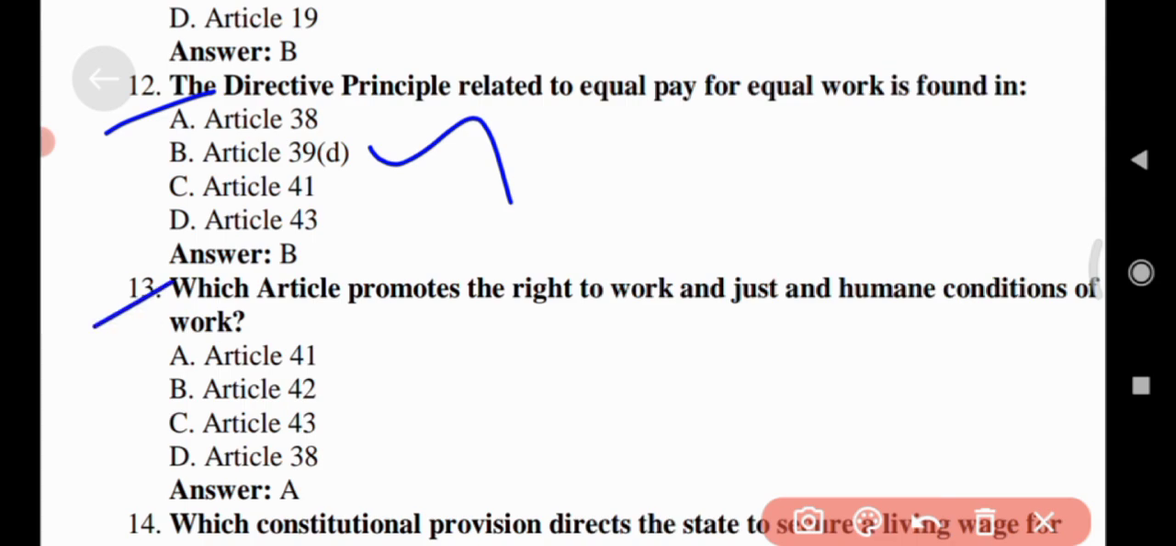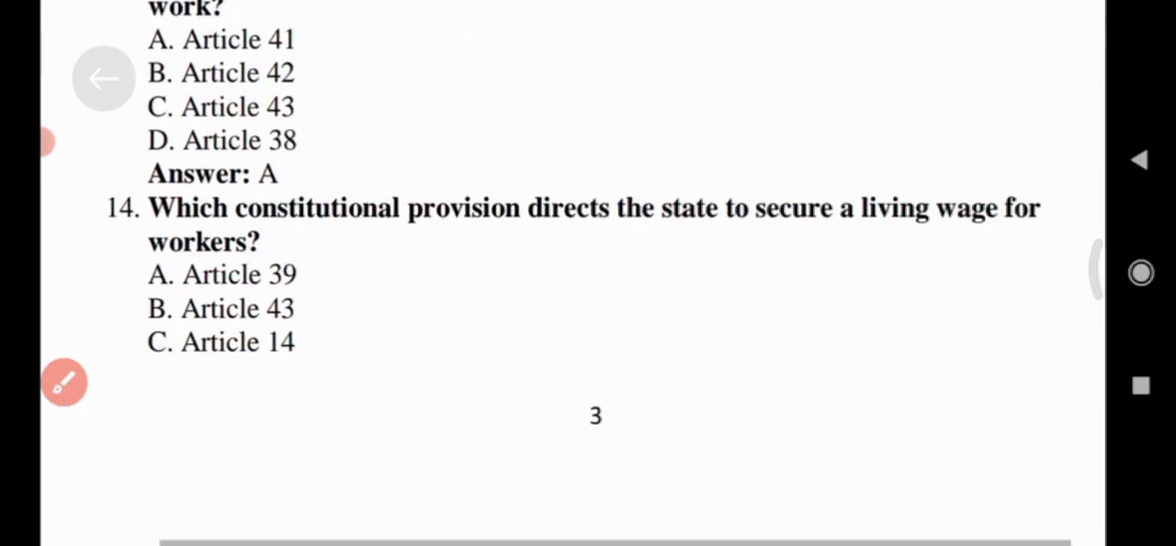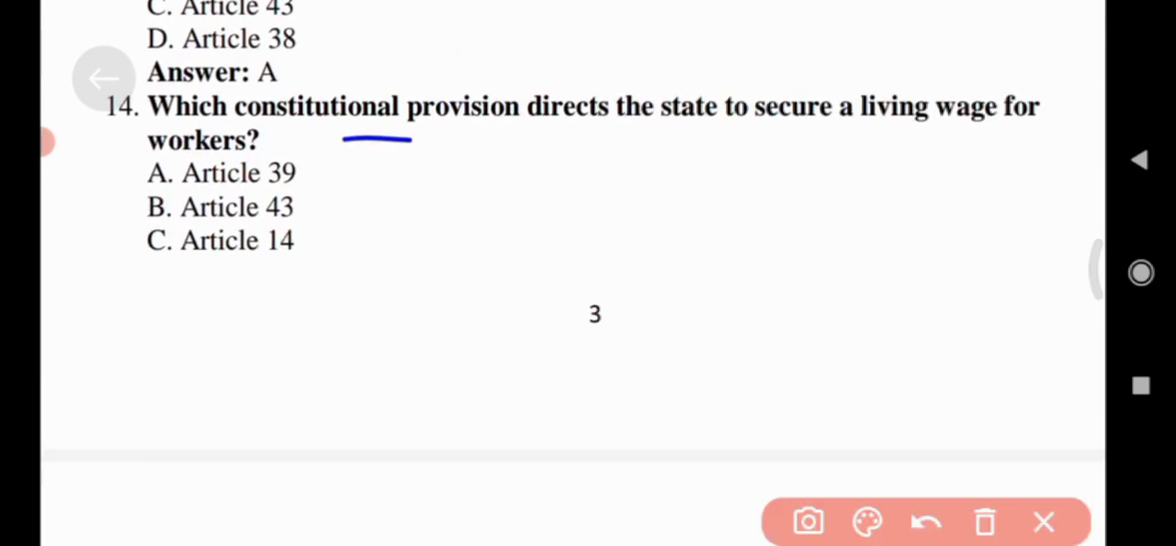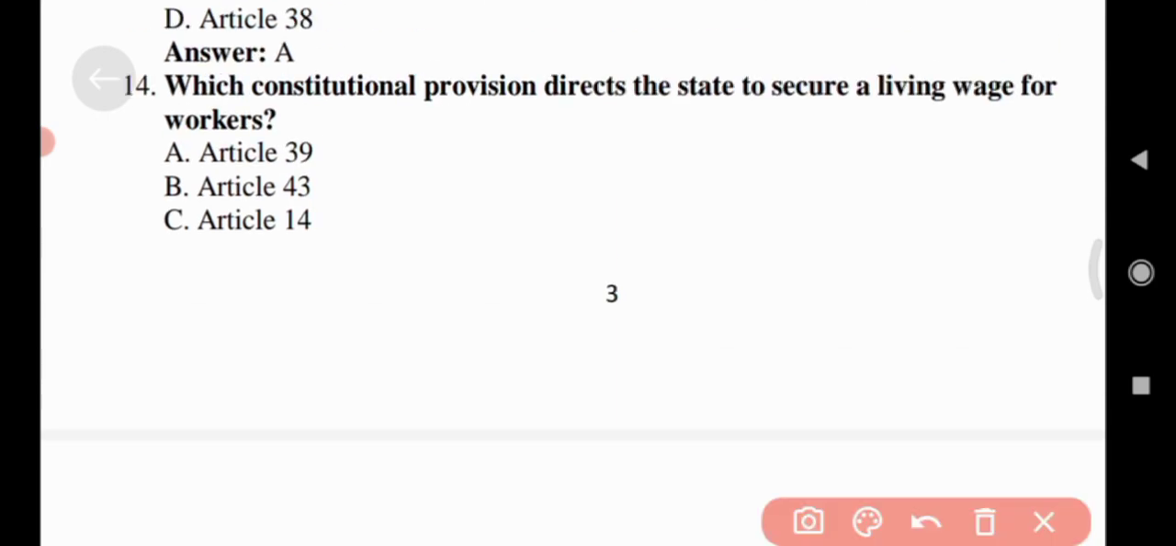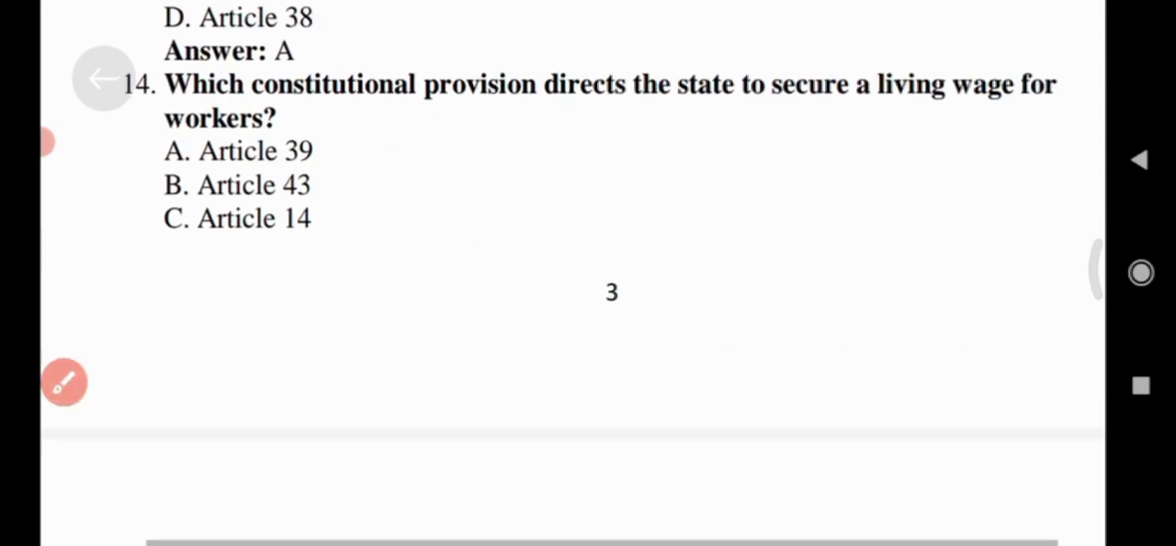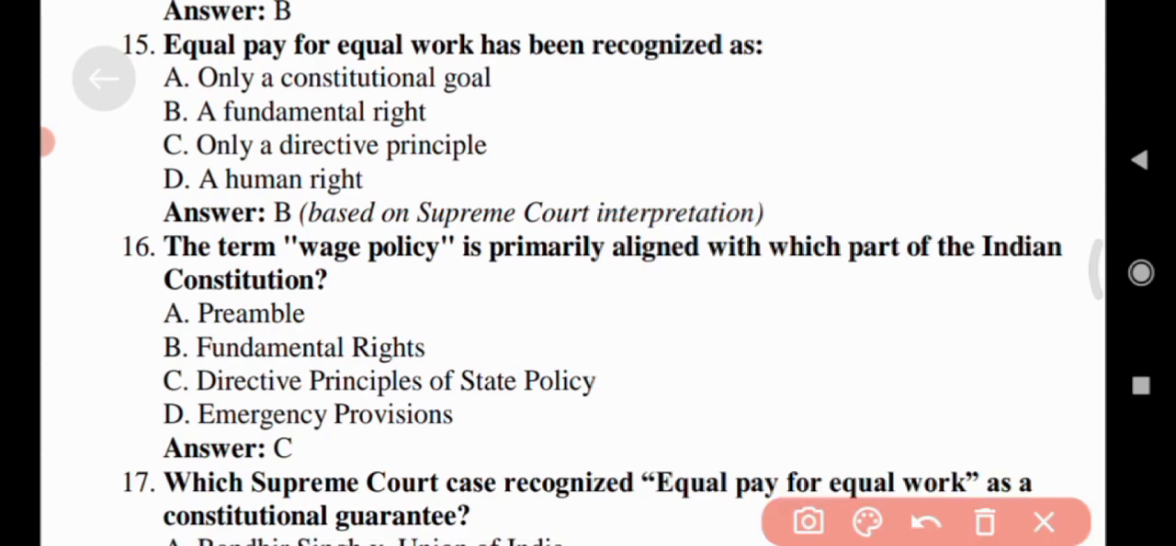Which article promotes the right to work and just and human conditions of work? Option A: Article 41. Which constitutional provision directs the state to secure a living wage for workers? Option B: Article 43. Equal pay for equal work has been recognized as option B: the fundamental right.